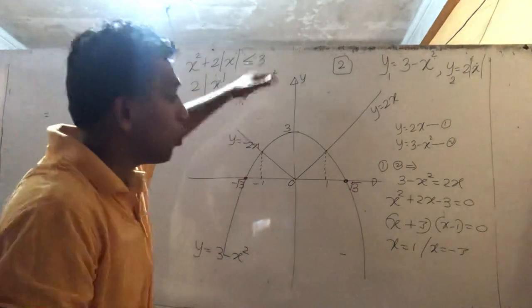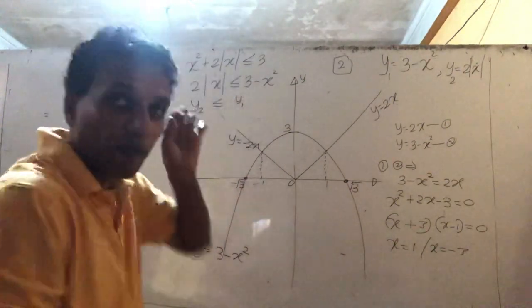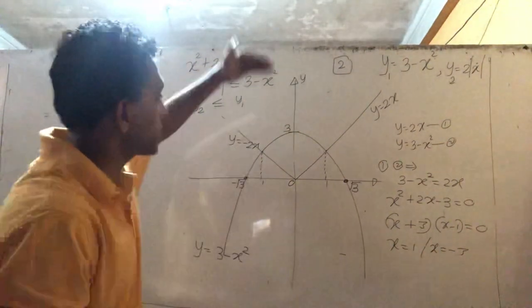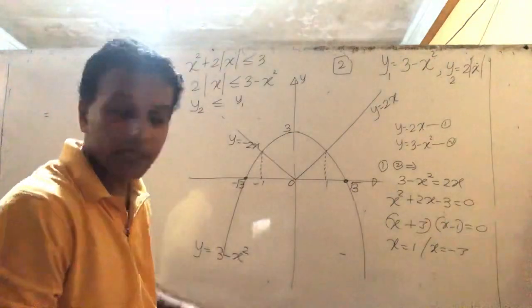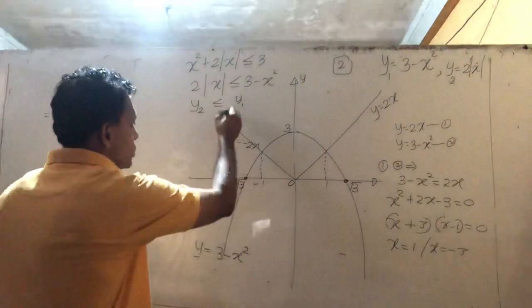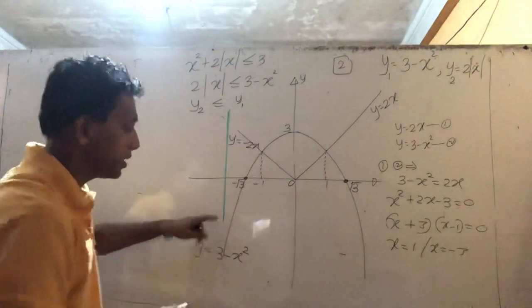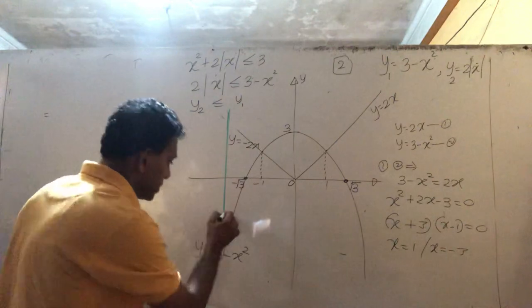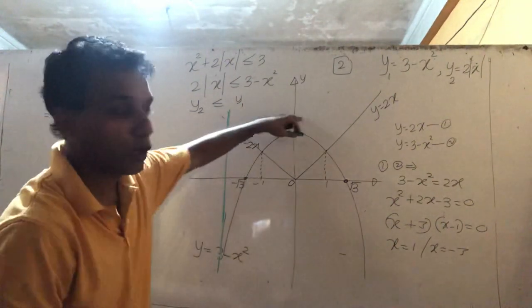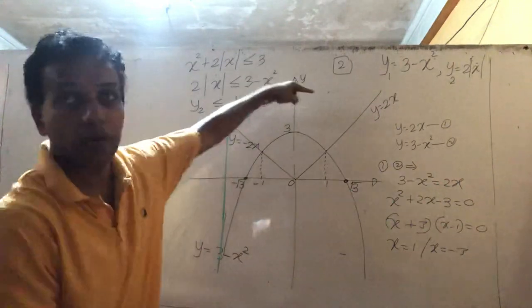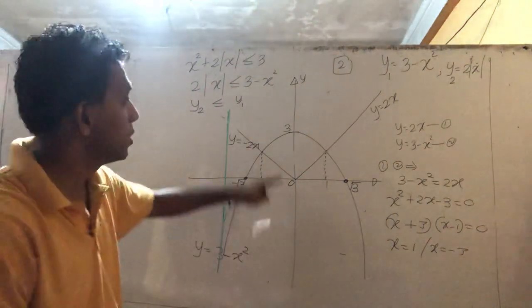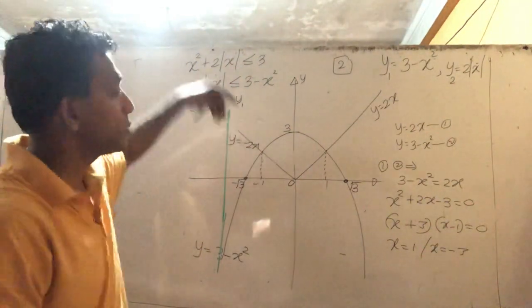That means the parabola's y part is upper. For every x value, the parabola's y part is up and the straight line's y part is down. See, for example, if I draw a line here, it comes like this. It cuts somewhere here, here a y value, here a y value. Here the straight line's y value is up and the parabola's y value is down. But we need the parabola's y value to be up.